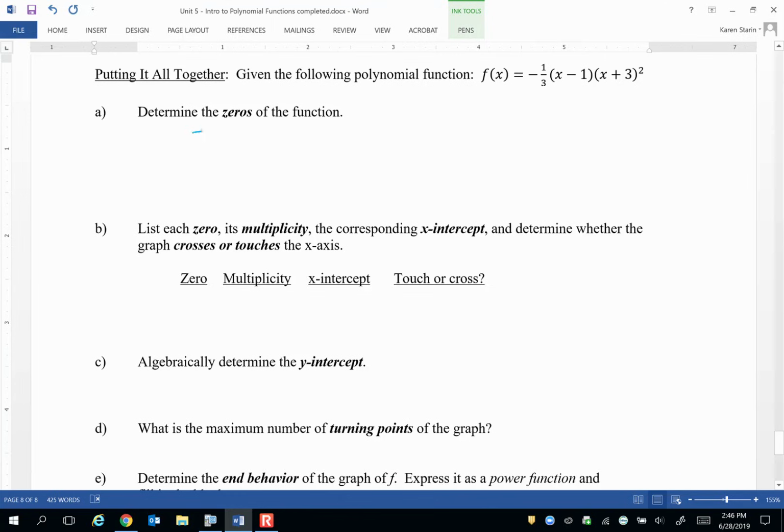So we will take the function negative 1/3 times x minus 1 times x plus 3 squared and set it equal to 0. Then the zero product property says one of these factors must be 0 if the product is 0. Well, we know negative 1/3 is not 0, but x minus 1 could be 0, or x plus 3 could be 0. We don't really have to solve that twice. So if x minus 1 is 0, x would be 1. If x plus 3 is 0, then x would be negative 3. I just wrote that twice.